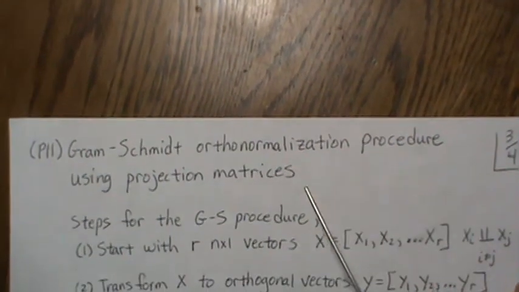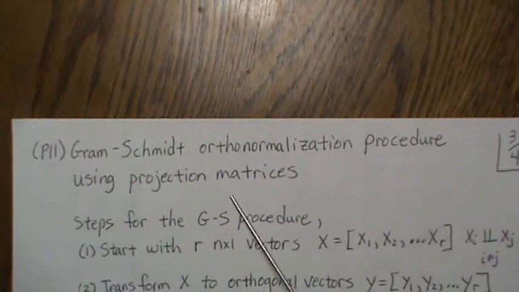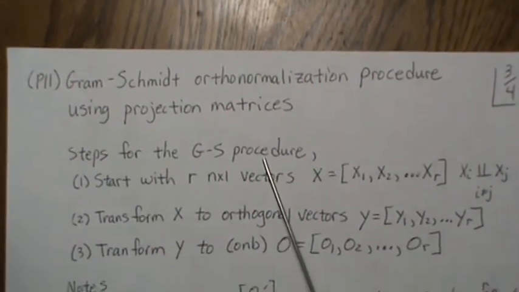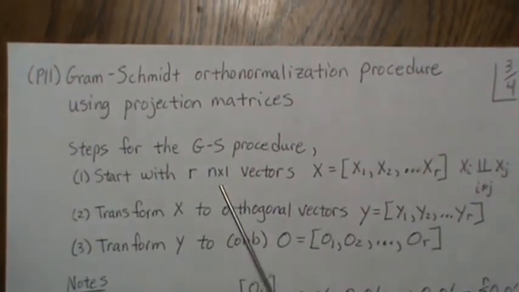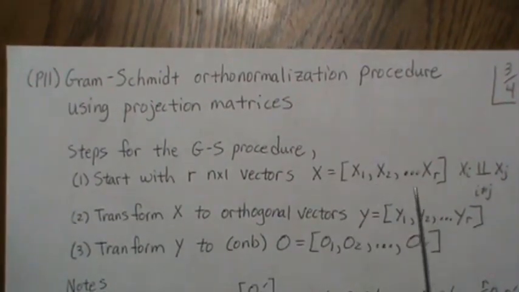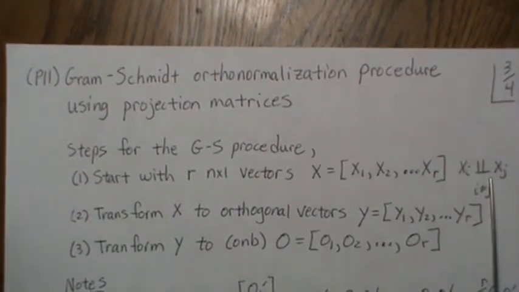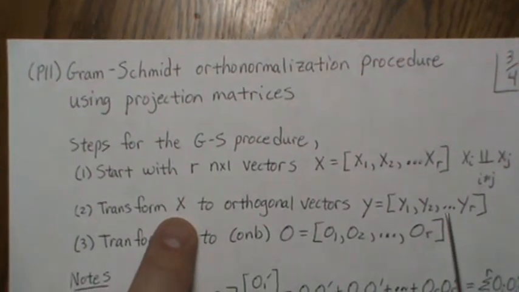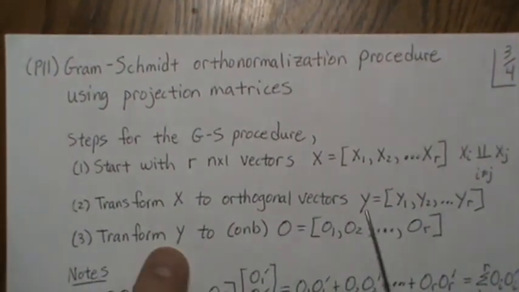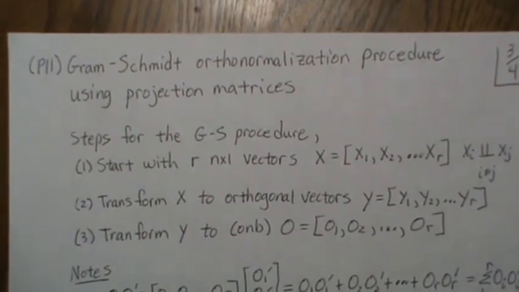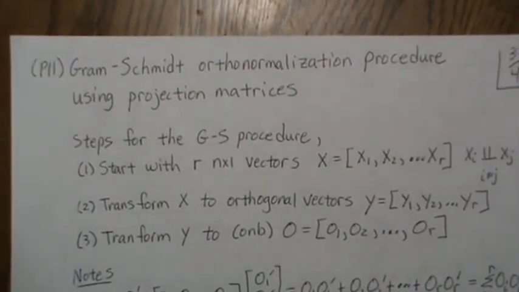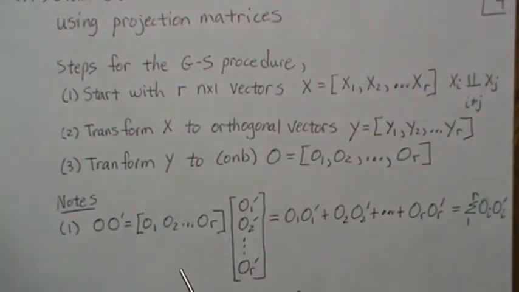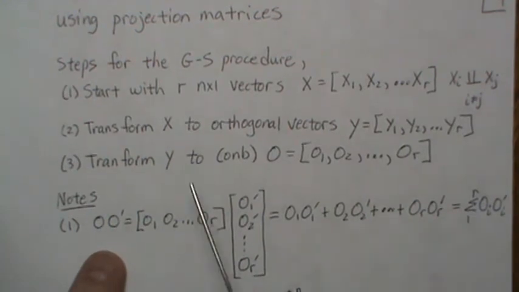Gram-Schmidt orthogonalization procedure using projection matrices. Okay, so here's the general steps for the Gram-Schmidt procedure. We start with R^(n by 1) vectors, right here, and they're linearly independent. Now we transform X into orthogonal vectors, Y, and then we transform Y into orthonormal vectors. That's the normal procedure for this. Okay, but here's some notes before we get to page 4, which is very simple steps for the GS procedure.